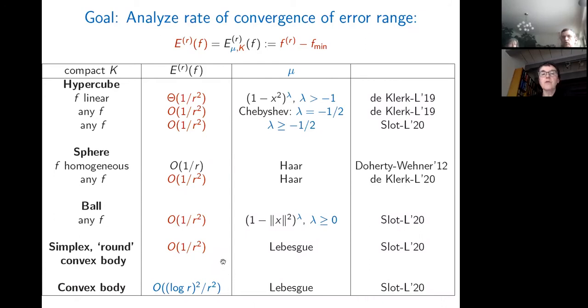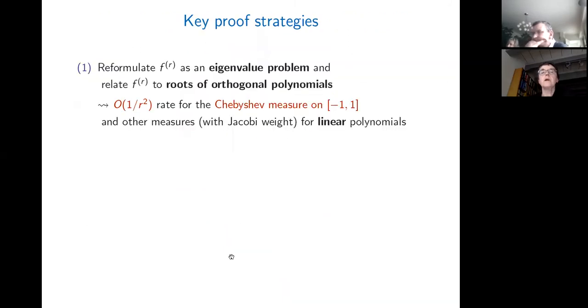And for the red results, so 1/r², we are going to use two different techniques actually to show these two groups of results. So what I want now to do in the rest of the lecture is to give some ideas on how to show this convergence analysis. So there are two key strategies which we are going to use in the proof. So the first strategy will be based on reformulating the parameter as an eigenvalue problem and relating it to roots of orthogonal polynomials.